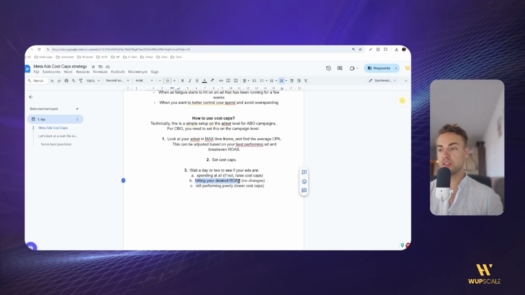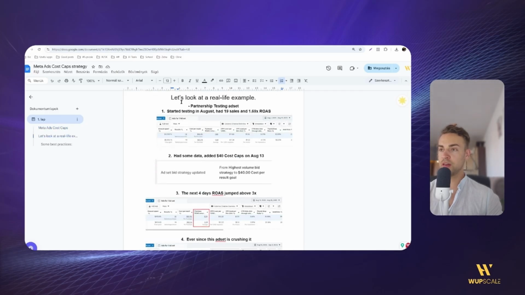If you are hitting your desired ROAS, then of course no changes are required. This is the best outcome. But if your ads are still performing poorly but spending money, that means your cost caps are set too high, so you need to lower them to achieve better results.